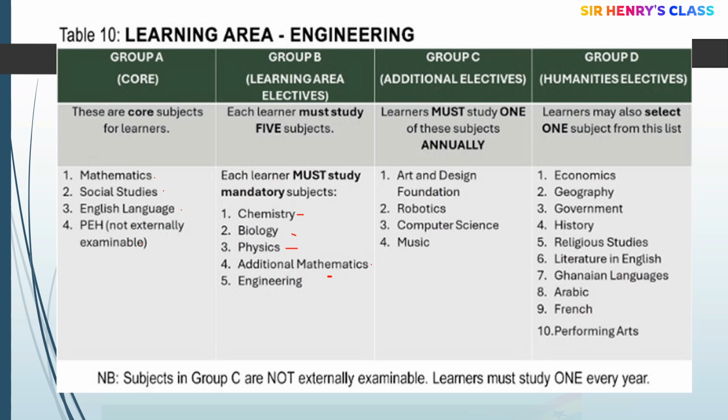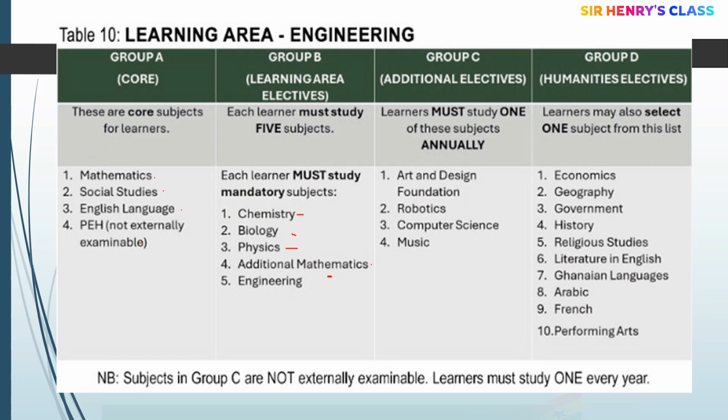of these subjects that you read for a year, just a year, and you drop it. So it could be art and design foundation, robotics, computer science, music, just for a year. Then group D, we have the humanities. So here you may select just one from group D.